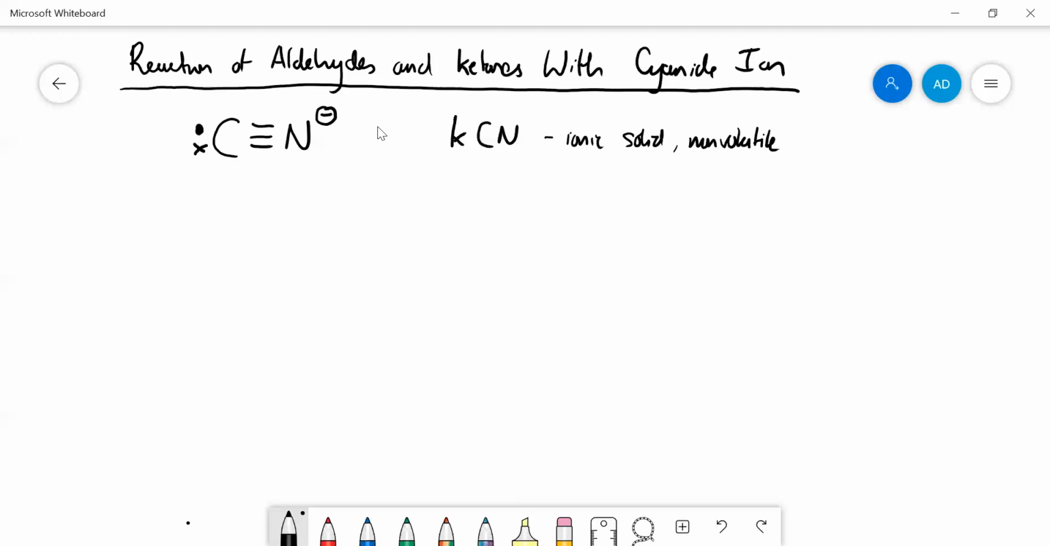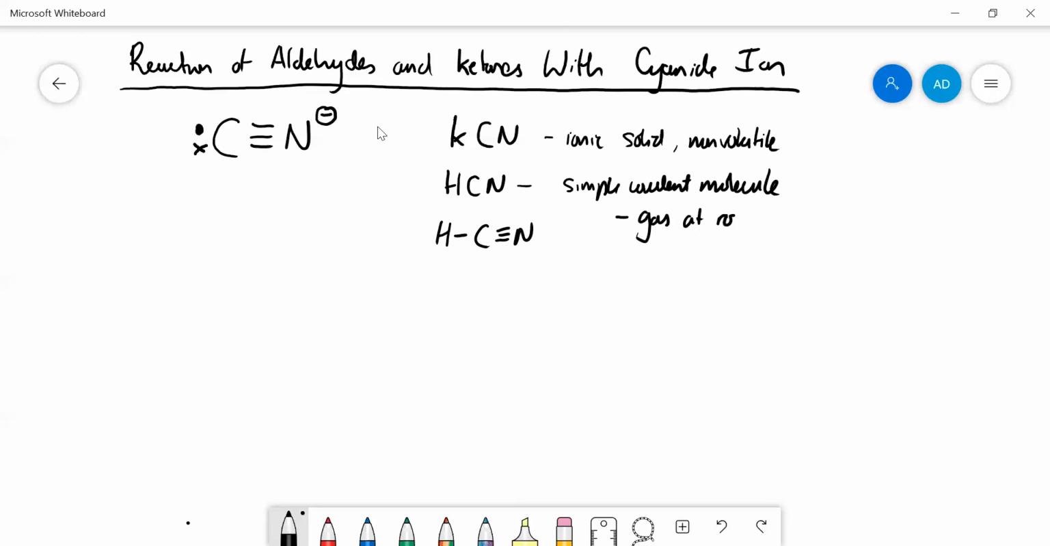We also have, if this is the salt, the acid, which is HCN. The bonding in that would be like this. This is a simple covalent molecule, which is not very big. It's a gas at room temperature. That means it is very dangerous, because you can breathe it in, so you don't have to consume it or anything, and it's very poisonous. So it's very difficult to work with hydrogen cyanide, because it is a gas and it's very poisonous.